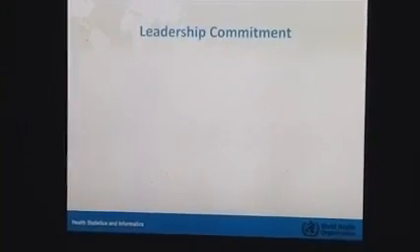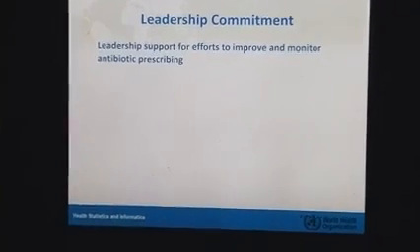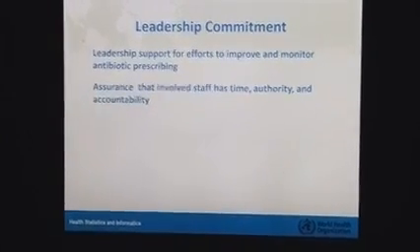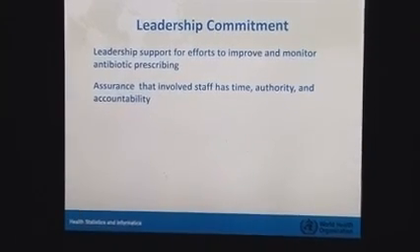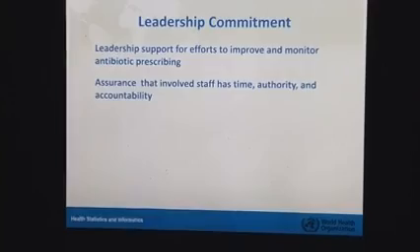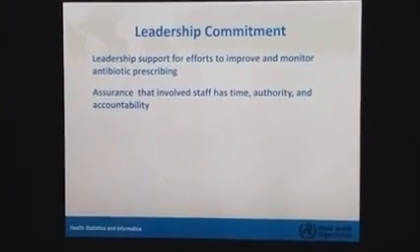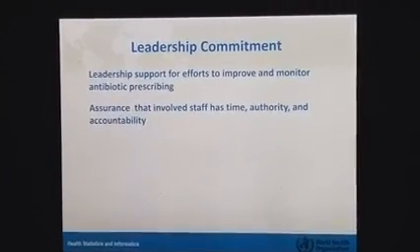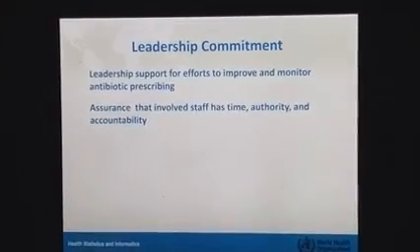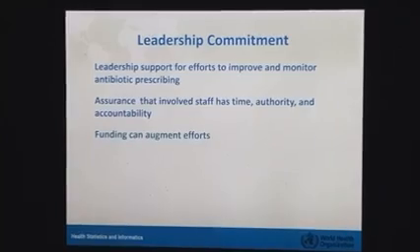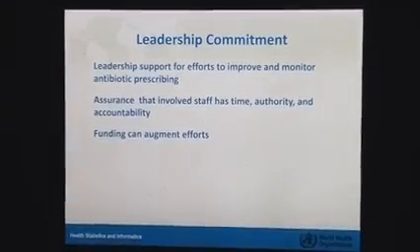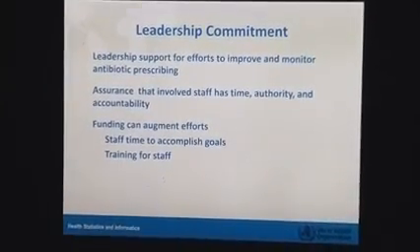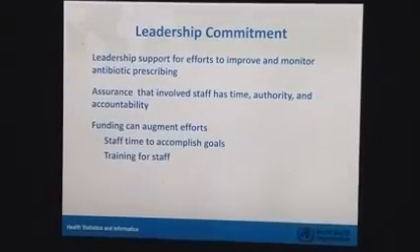Now I will start with leadership commitment. Leadership support for efforts to improve and monitor antibiotic prescribing, assuring that involved staff have time, authority, and accountability. If the staff doesn't have the authority, you will not have an efficient policy. If the staff doesn't have time, they will make mistakes. And if they are not accountable, you will not have an efficient policy. Funding can augment efforts, staff time to accomplish goals, and training for staff. These are the elements of leadership commitment.